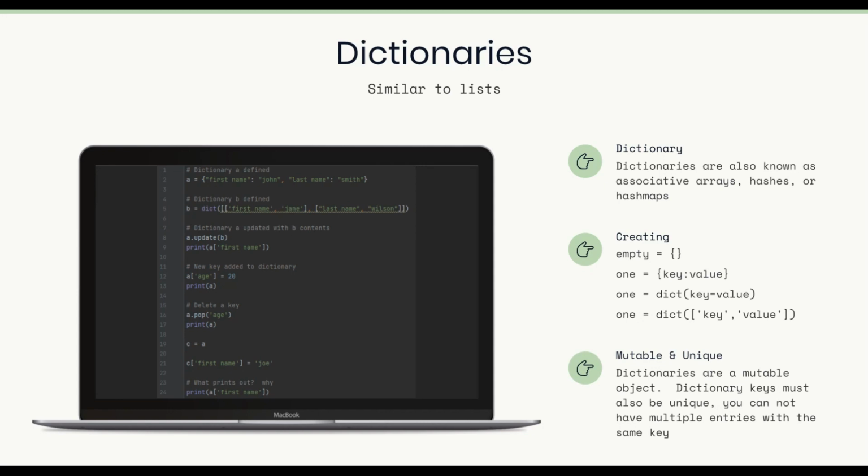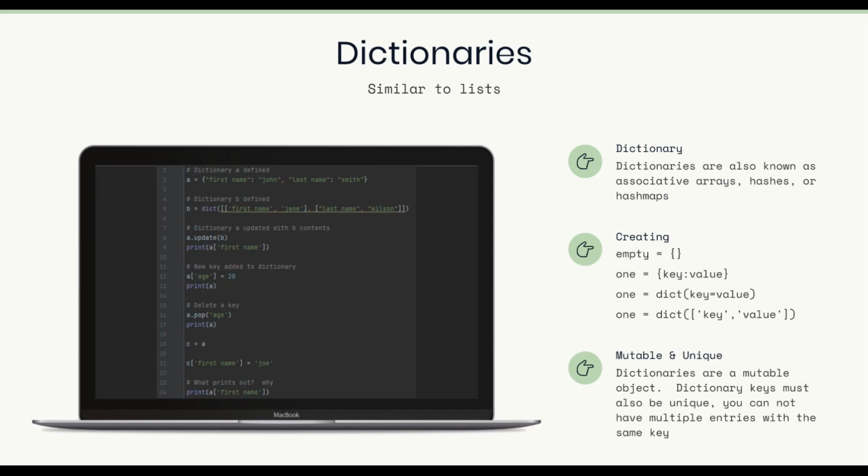The other thing about dictionaries is that they are mutable and unique. Mutable means that we can change the values of those key value pairs without creating new data objects. Dictionary keys must also be unique. You cannot have multiple entries with the same key.